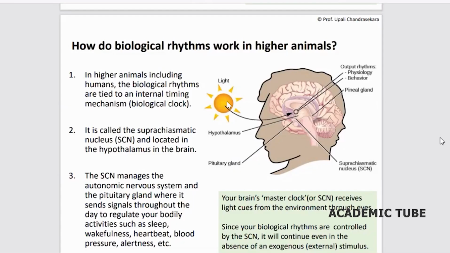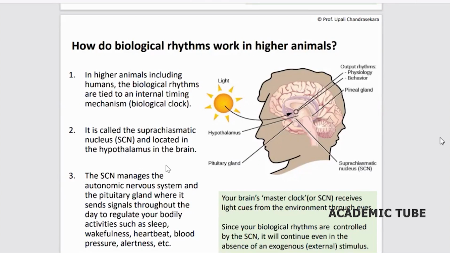Not only that, the timing mechanism is stimulated by the outside temperature as well. That's how it works, right? So this timing mechanism regulates your daily patterns like sleep, wakefulness, heartbeat, blood pressure, and your alertness, etc. Okay, that is how the biological rhythms work in higher animals like us.